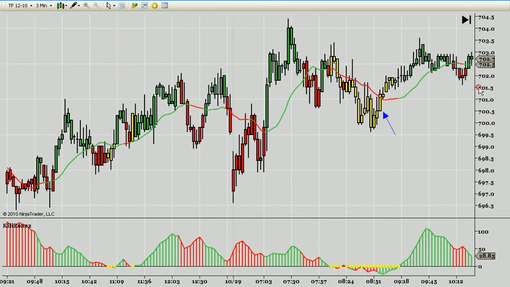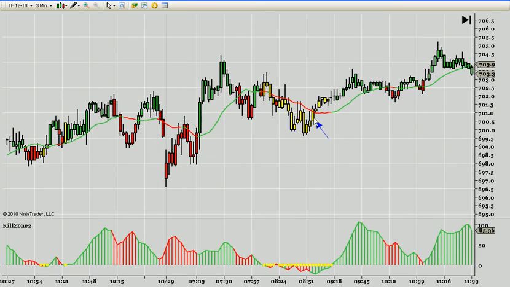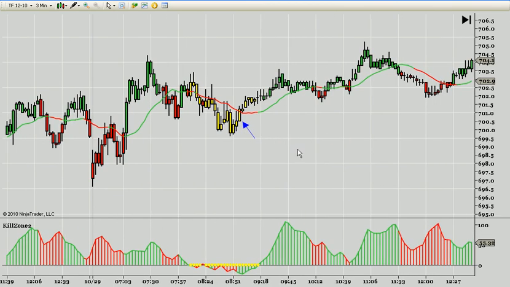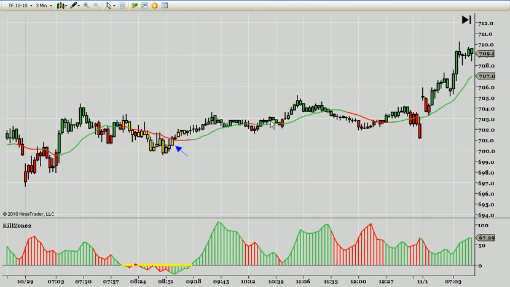Okay, I'll just keep scrolling through. There was a long signal here. Even though the bars are yellow, you can still see the color of the bar down here on the indicator. We had a move up, nice correction pattern. Then there was some minor wave entries here.